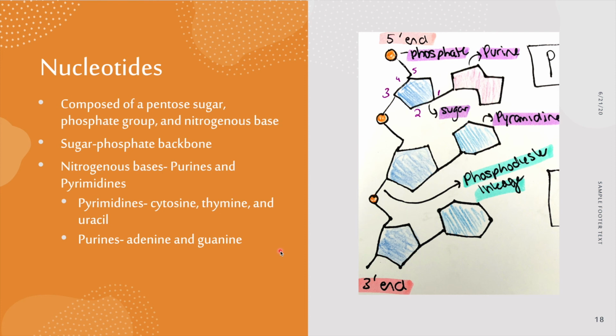The base pairing rules are that adenine pairs with thymine and cytosine pairs with guanine. Cytosine and guanine form 3 hydrogen bonds. Adenine and thymine form 2 hydrogen bonds with each other.